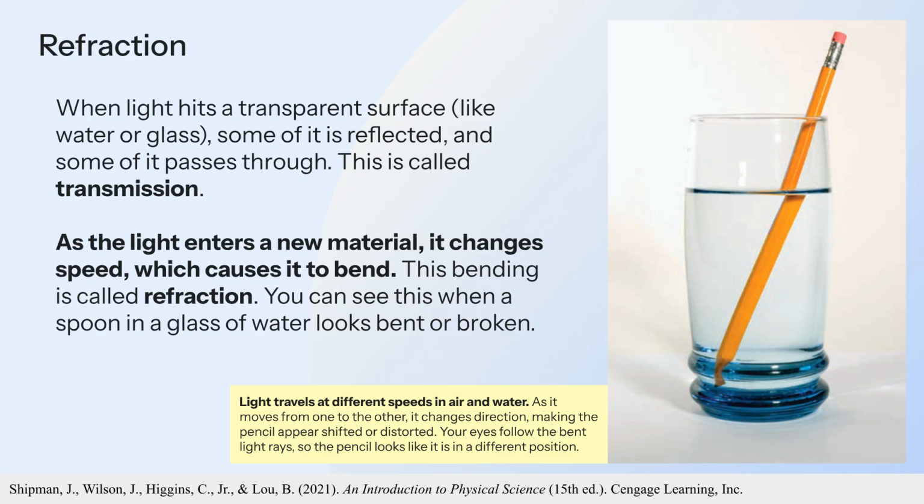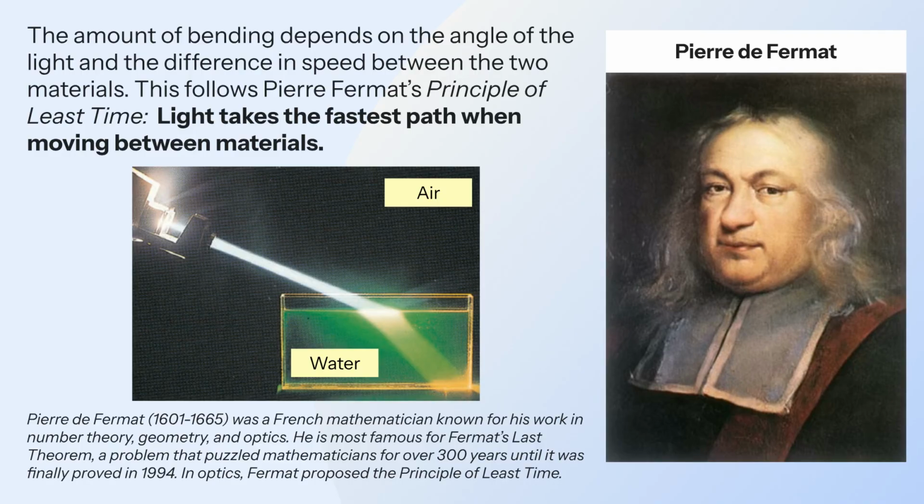Now that we understand reflection, let us explore what happens when light passes through a surface and bends. Let us look at Pierre de Fermat and his principle of least time. According to this principle, light always chooses the path that takes the least amount of time when traveling between 2 points. When light moves from air into water, it slows down in water. By bending at the boundary, light reduces the time spent in the slower medium. Although the path looks longer, the total travel time is minimized. This idea explains why refraction happens in a predictable way and forms the foundation for equations that describe bending angles.